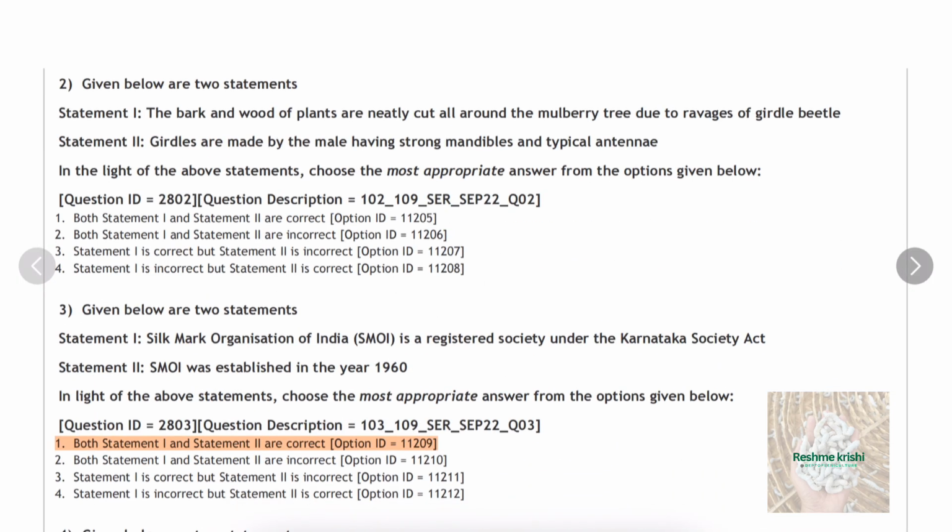Okay. The bark and wood of the plant are neatly cut all around the mulberry tree due to the ravages of the girdle beetle. Girdles are made by the male having strong mandibles and typical antennae. See, remember, there is no gender discrimination in the pest at present, so both will cause the damage. So statement 1 is correct, statement 2 is incorrect. Option C. Okay.